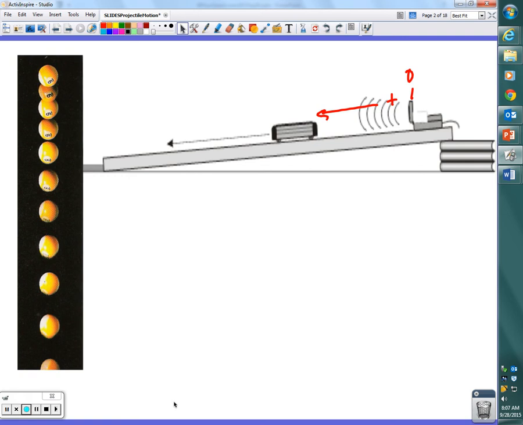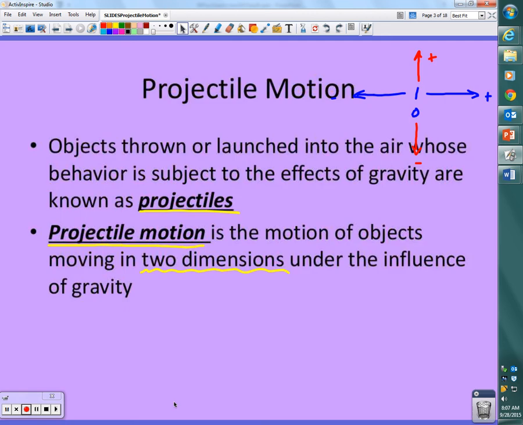But in real life, that doesn't happen all the time, where things move just in one dimension. Sometimes we have things moving both horizontally and vertically. And we talk about those being projectiles, and the study of that motion in two dimensions being projectile motion.